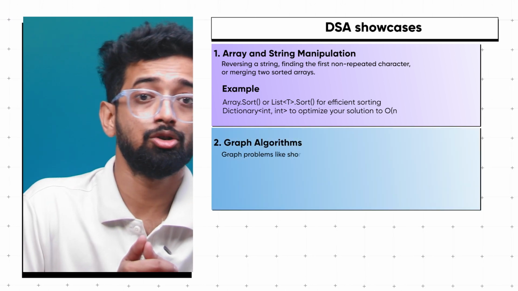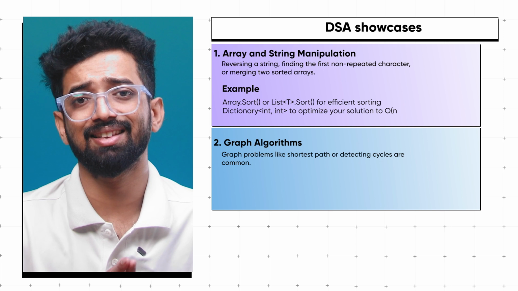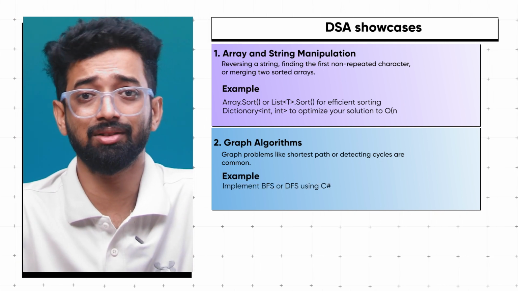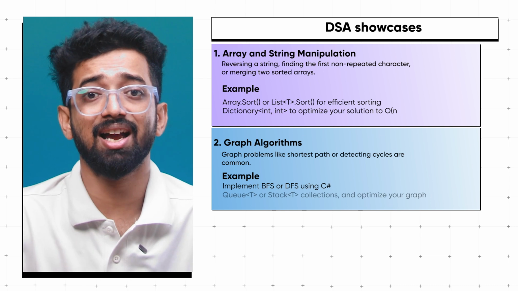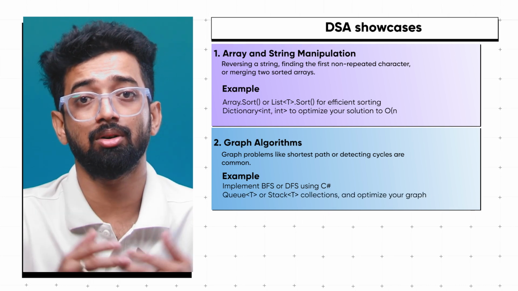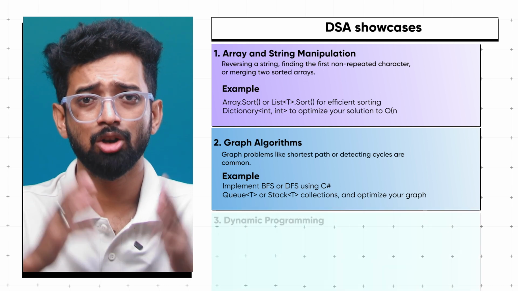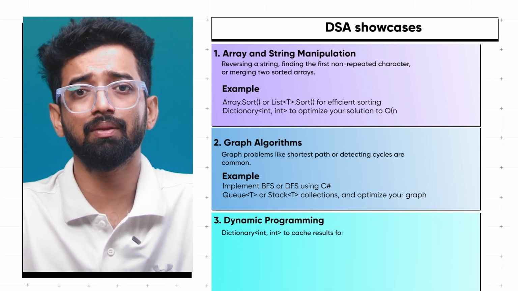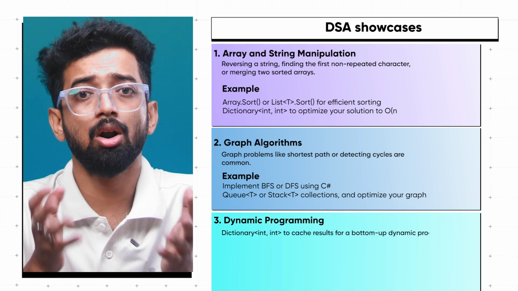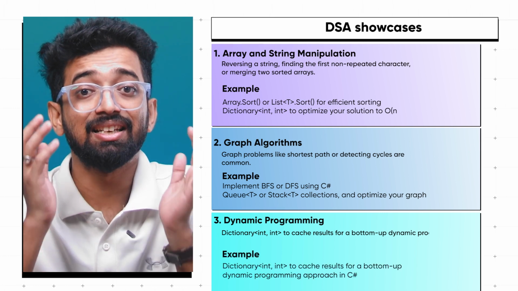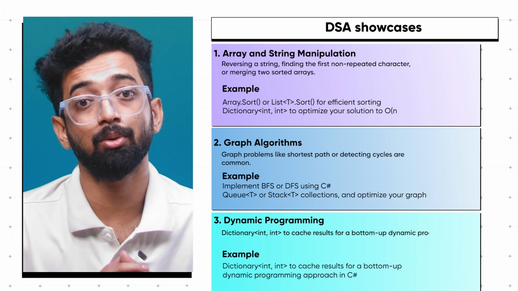Graph problems like shortest path or detecting cycles are common. For example, implement BFS or DFS using C# Queue or Stack collections, and optimize your graph traversal by leveraging the HashSet for faster lookups. You'll face problems like the Fibonacci sequence, the knapsack problem, or longest common subsequence. Use a dictionary to cache results for a bottom-up dynamic programming approach in C#.